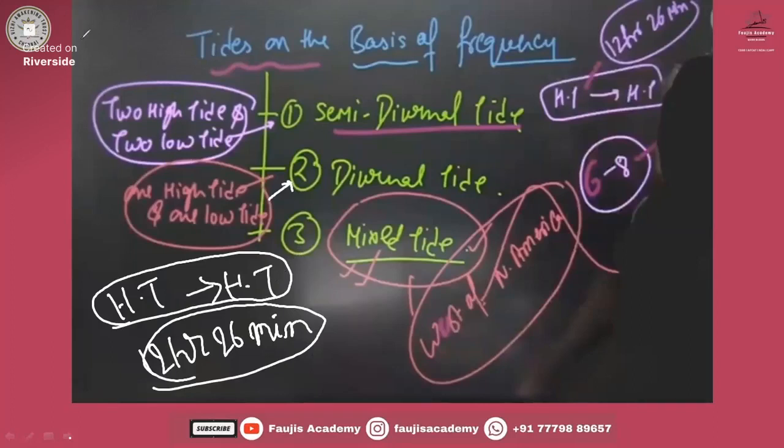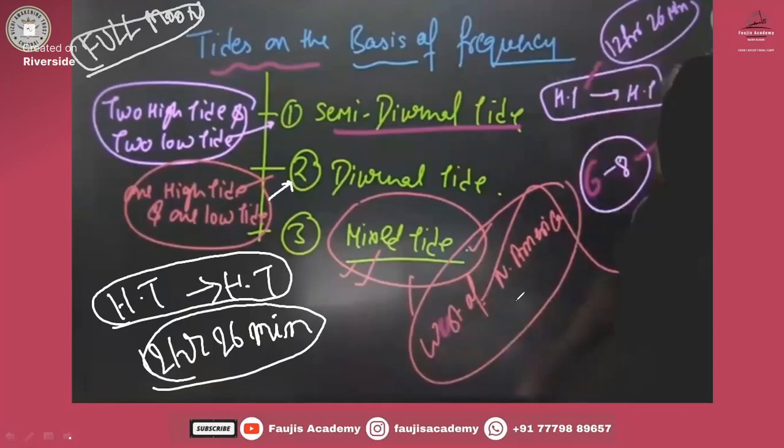And then see, mostly we have high tide on the full moon, or you can say no moon, when Earth, Sun and Moon are in a straight line. So there we have the occurrence of tide. So 12 hours 26 minutes gap is there between 2 high tides.